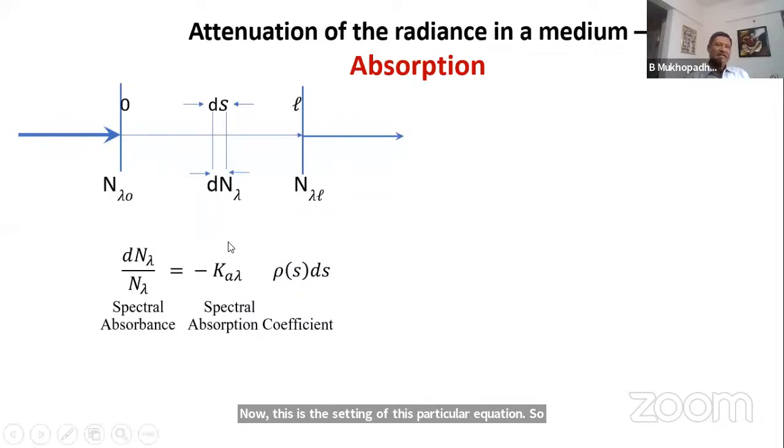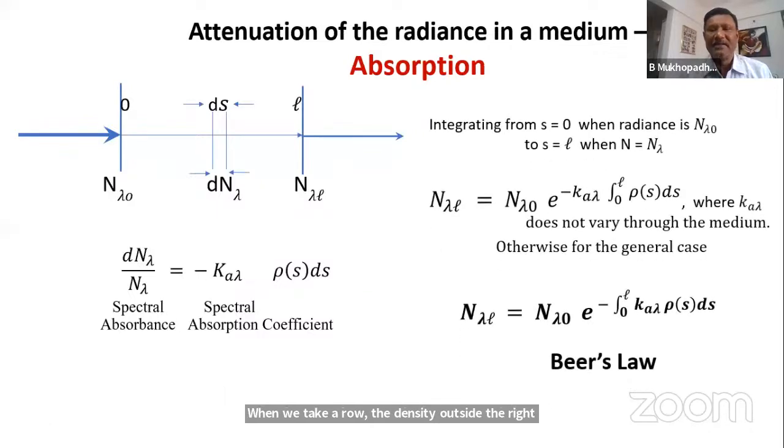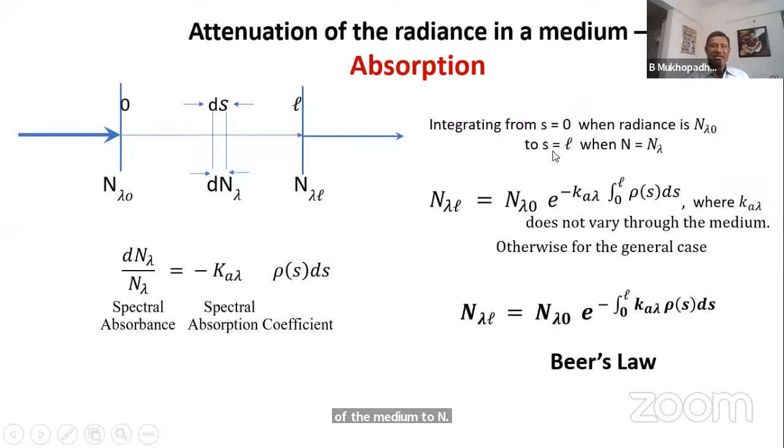So when you integrate it, we can put all these three inside the integral. We can make an assumption and take this out of the integral. And in very rare cases, we can think of very small parts when we take rho, the density, outside the integral, right? Now, from S equal to zero, you integrate it till the end of the medium, to L. So this is obviously at S is equal to L, the N is equal to N lambda, as has been written over here. I have just dropped this subscript L, that's all.